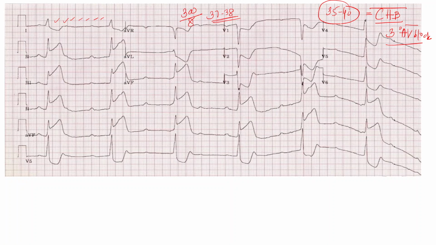So definitely here there is third degree heart block, and definitely you can see in 2, 3 and AVF there is significant ST elevation. In AVL you can see the ST depression. So this is inferior MI with complete heart block.